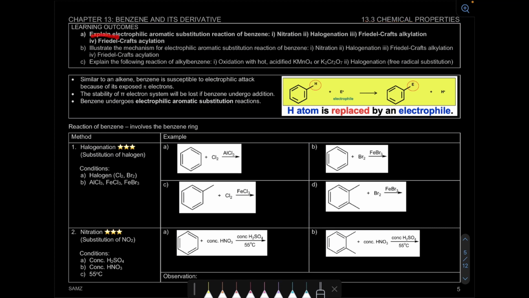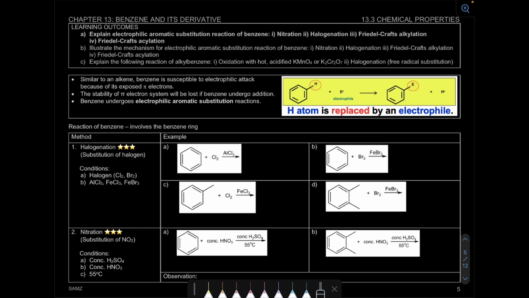So we're going to explain the electrophilic aromatic substitution reaction of benzene, which we have for nitration, halogenation, Friedel-Crafts Alkylation, and Friedel-Crafts Acylation. And we're going to illustrate the mechanism for these four reactions. And we're going to explain the following reaction of alkylbenzene, which is oxidation and halogenation. Okay, so let's look here.